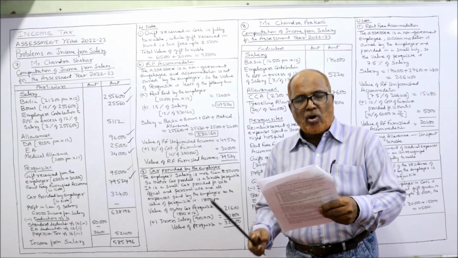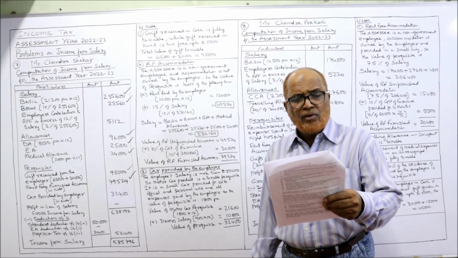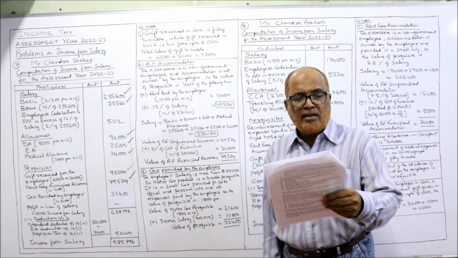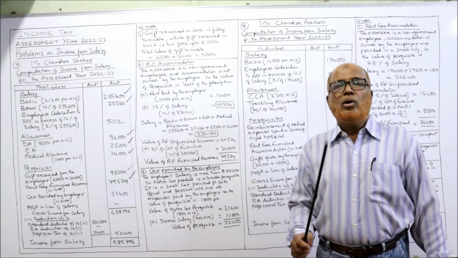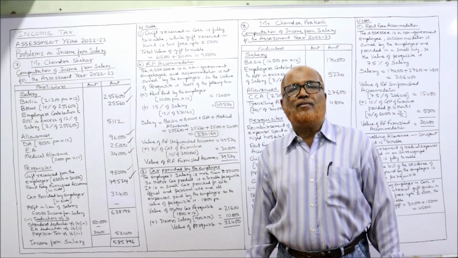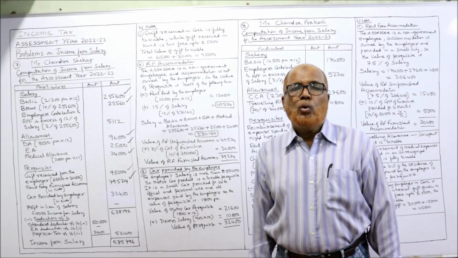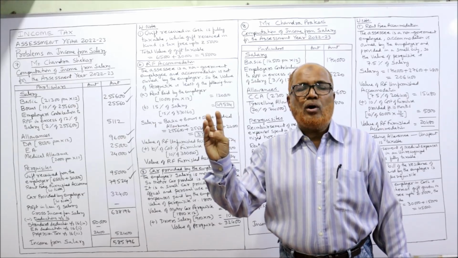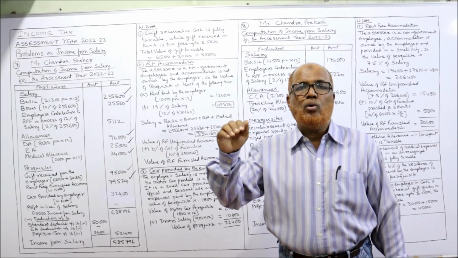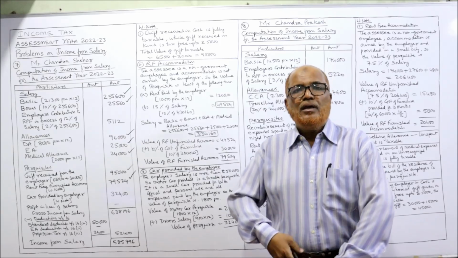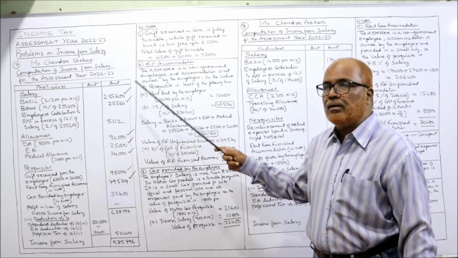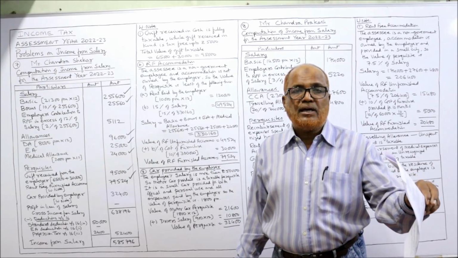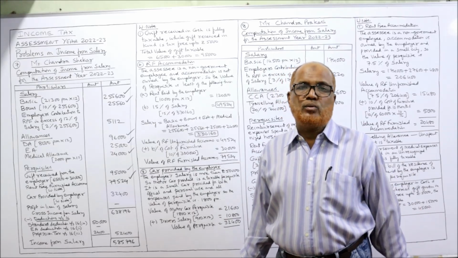Next one. A small car is provided for personal and official purpose and all expenses including driver's salary are paid by the company. Motor car is a taxable perquisite for specified employees. Who is a specified employee? An employee director, an employee shareholder, or an employee whose salary is more than 50,000 per annum. Here the salary is more than 50,000 per annum, so he is a specified employee. So motor car provided by the employer is a taxable perquisite.